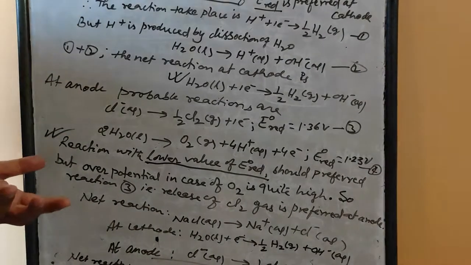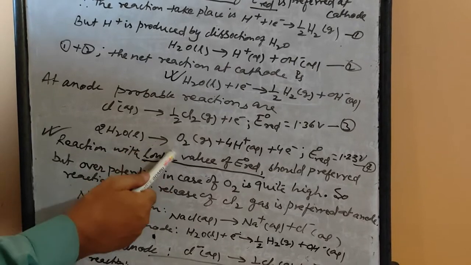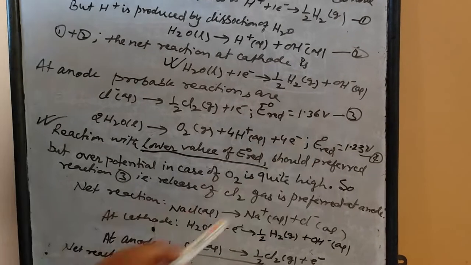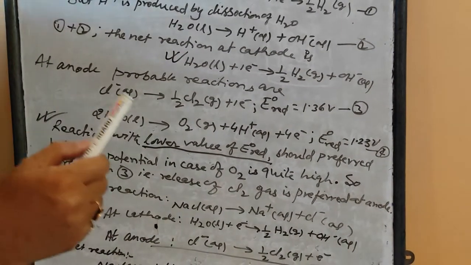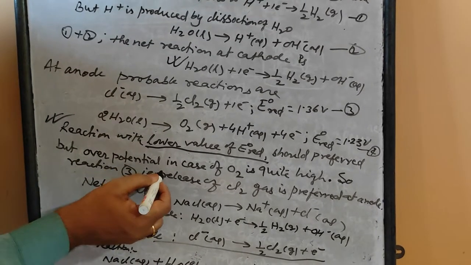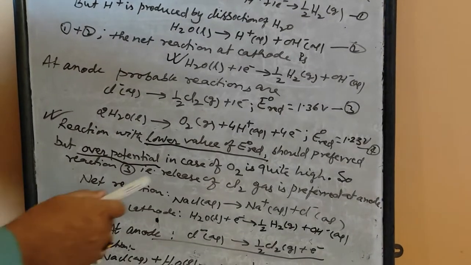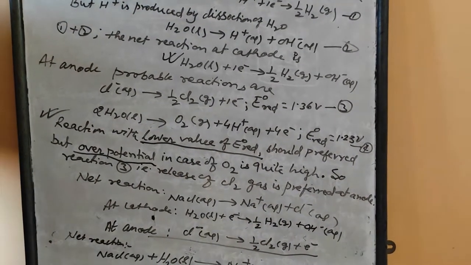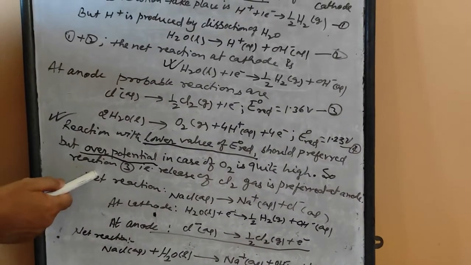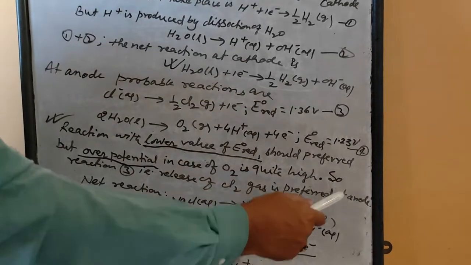It means, what is your guess? Your guess is, sir, O2 gas should be released at anode because this reaction has a lower value of E naught red. But overpotential, a new term is here, overpotential. But overpotential in case of O2 is quite high. Overpotential is quite high, so reaction 3 will be preferred. It means release of Cl2 gas is preferred at anode.